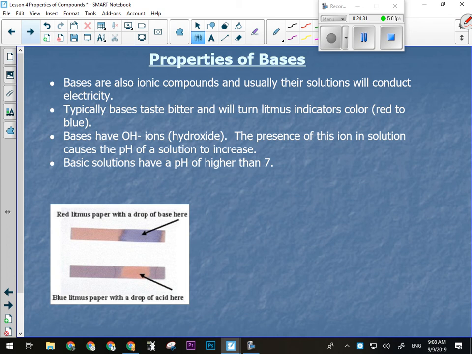Now, strong bases are also ionic compounds, and their solutions will conduct electricity. Again, they'll be one of your best conductors. Typically, bases taste bitter. Again, not something you're going to try, but if you've ever had your mouth washed out with soap, soap is a base. It contains lye. Lye is a base and it tastes bitter. And they'll turn the litmus indicators basic colors, typically bluish black. Bases always have the OH minus ion, that is hydroxide. It's a polyatomic ion, but it is present in all strong bases.